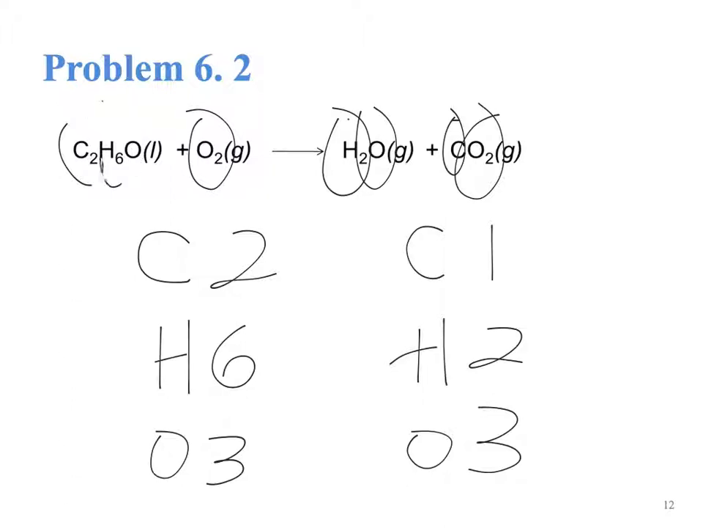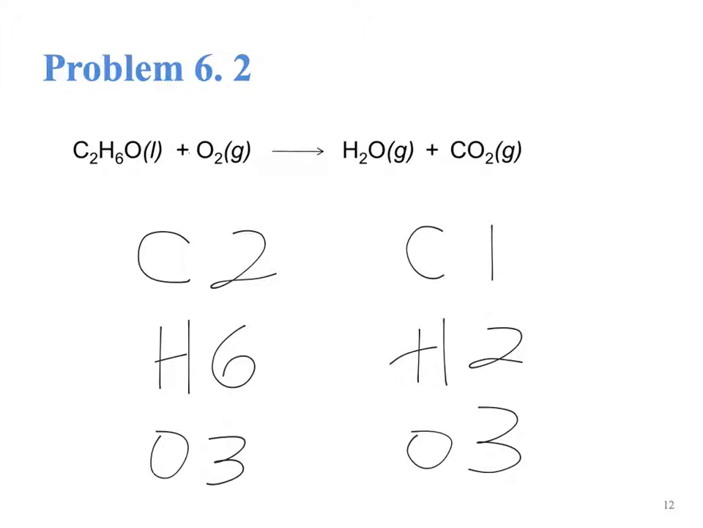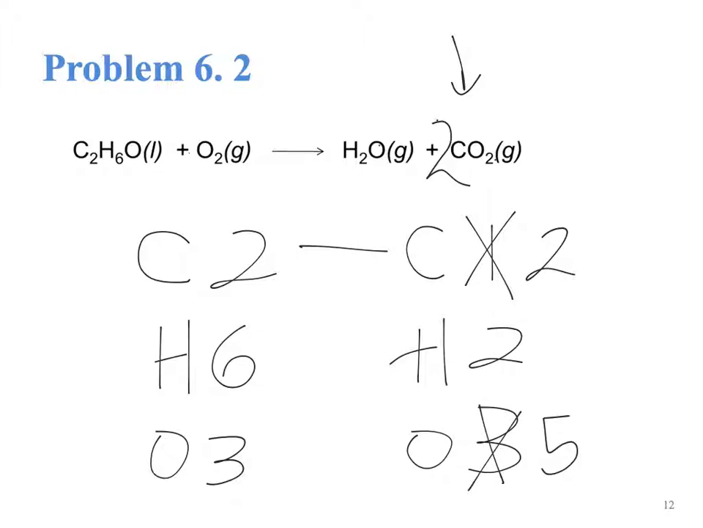For that, the first thing we do is pick whatever atom we want to balance. In this case, I would like to start balancing with the carbon. So in order for these to match, I can put a 2 here, and then instead of 1, I will have 2 carbons. And now my carbons are balanced. Putting this 2 here changes the number of oxygens, because now I have 2 times 2, 4, plus 1, 5.